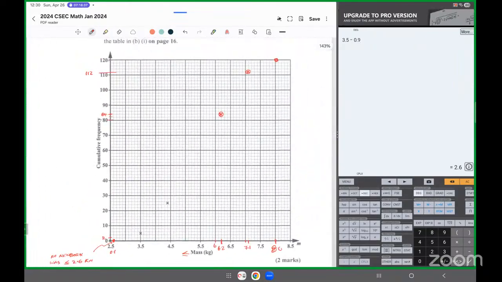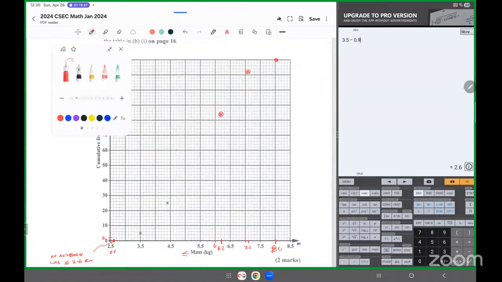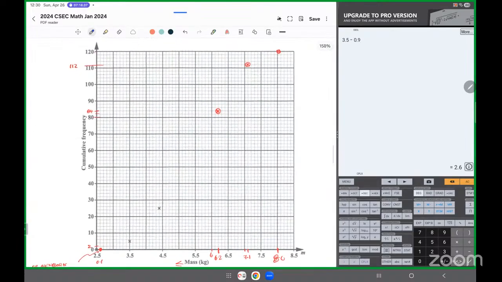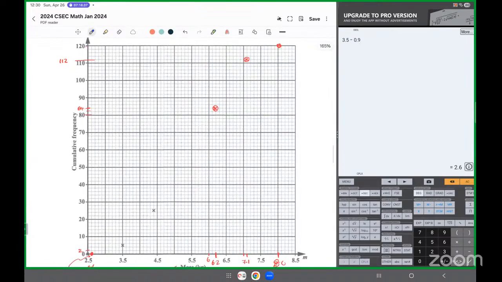So let me draw it in blue. I'm just going to try to draw a smooth curve with those points the best way possible on this device. I'm going to go like so.